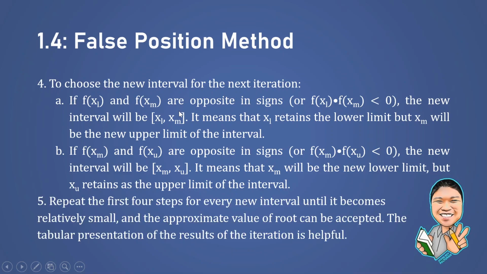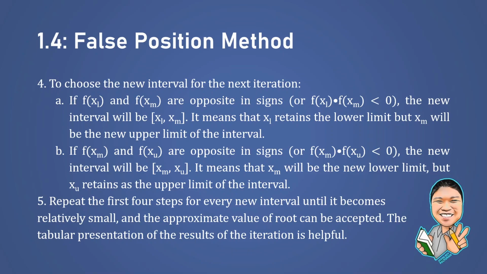Okay? So, for step 5, repeat the first 4 steps for every new interval until it becomes relatively small and the approximate value of the root can be accepted. The tabular presentation of the result of the iteration is helpful. Always provide a tabular presentation kasi magiging mas madali ang solution nyo because of that.